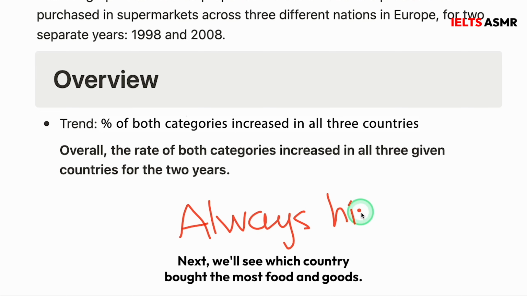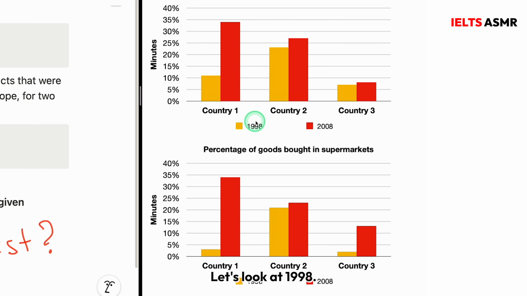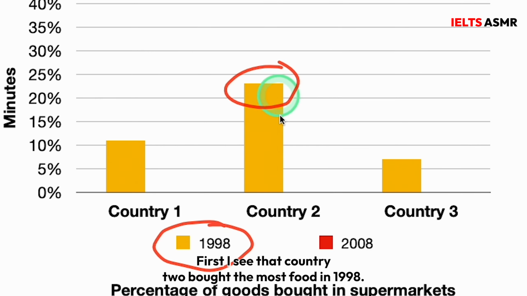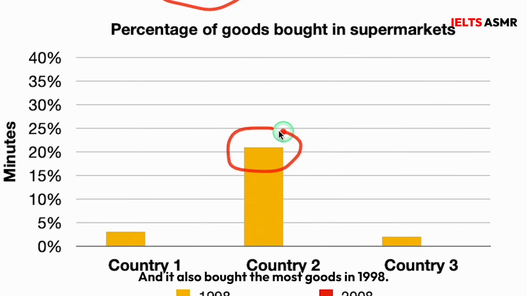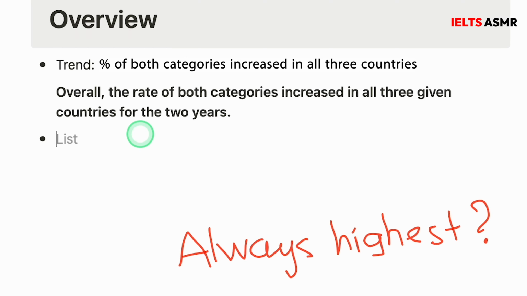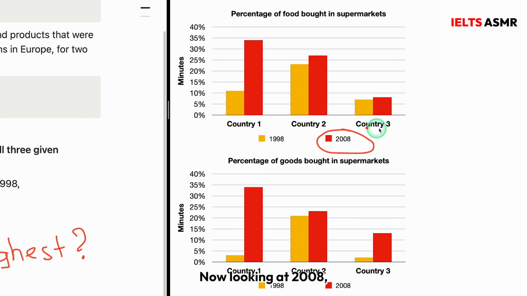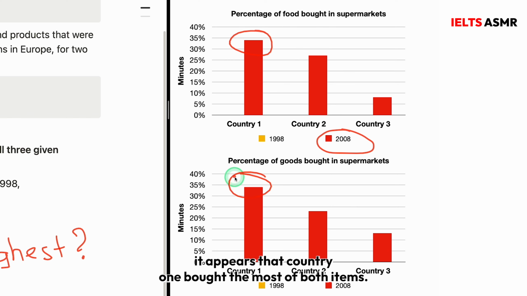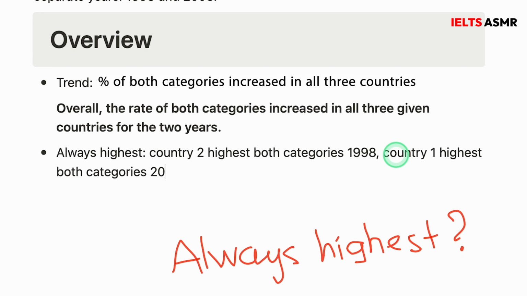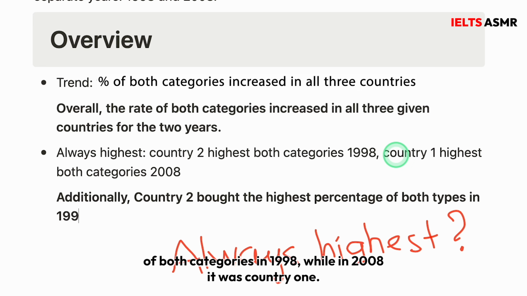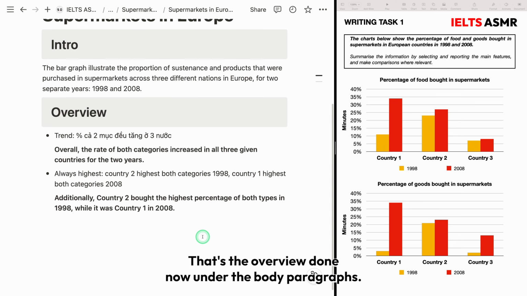Next, we'll see which country bought the most food and goods. Let's look at 1998 first. I see that country 2 bought the most food in 1998, and it also bought the most goods in 1998. Now looking at 2008, it appears that country 1 bought the most of both items. So I'll write that country 2 had the highest percentage of both categories in 1998, while in 2008 it was country 1. That's the overview done.